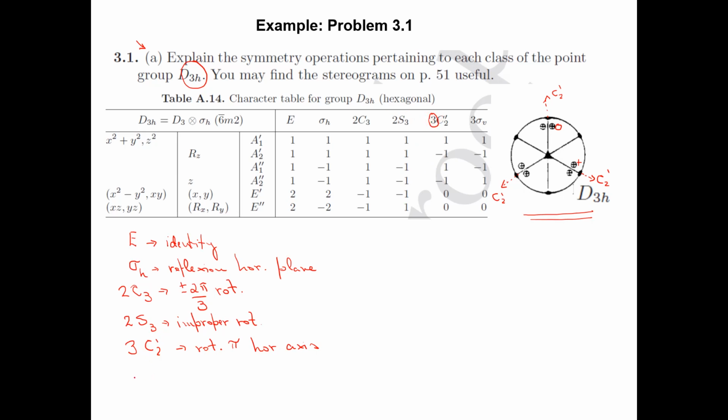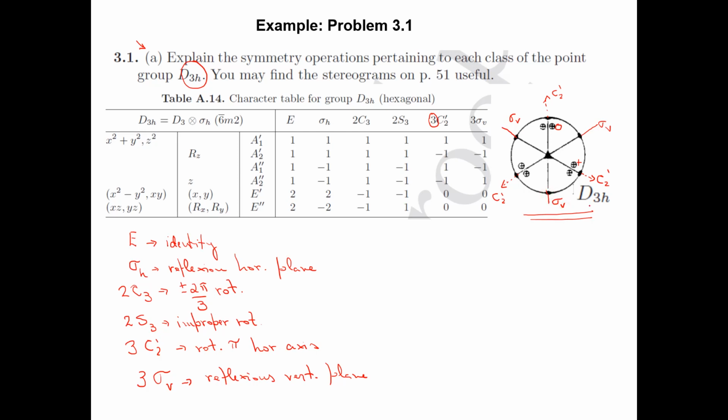Okay. And finally, you have 3 sigma v. Sigma v are reflections through a vertical plane. And these are precisely the planes that contain the C2 prime axes. So this is a sigma v plane. If you reflect through this plane, you recover the same molecule. This is also a sigma v plane. This is also a sigma v plane.